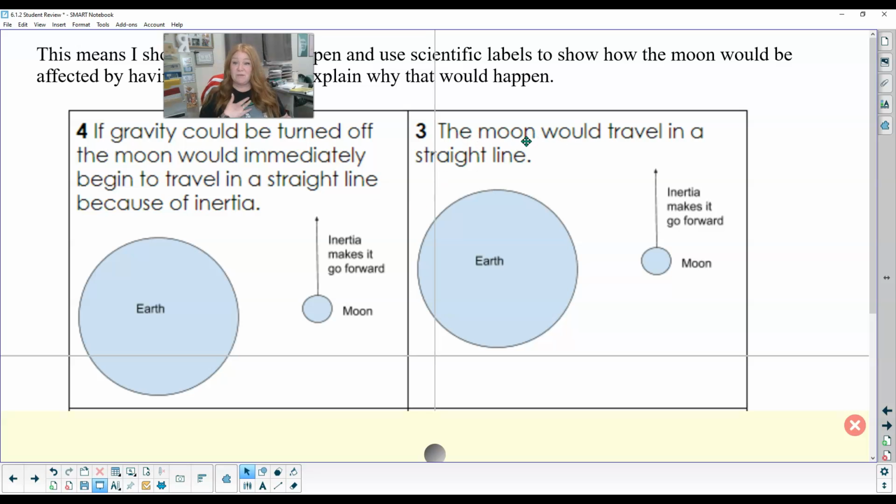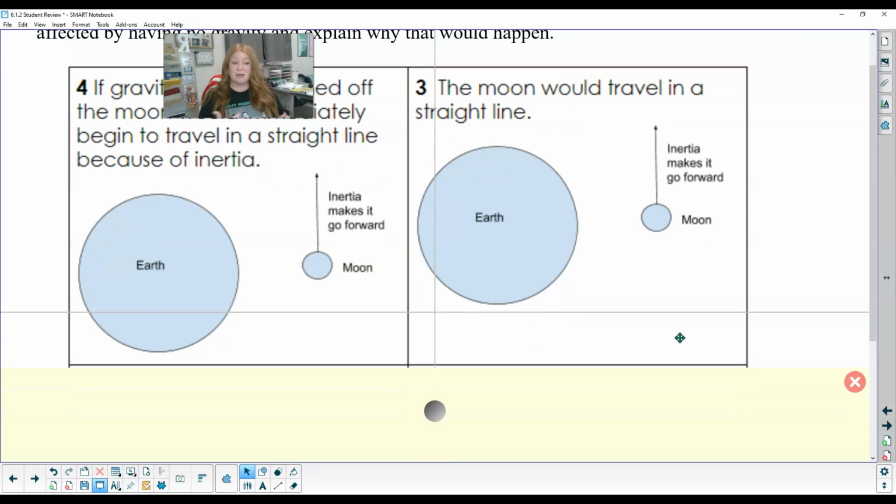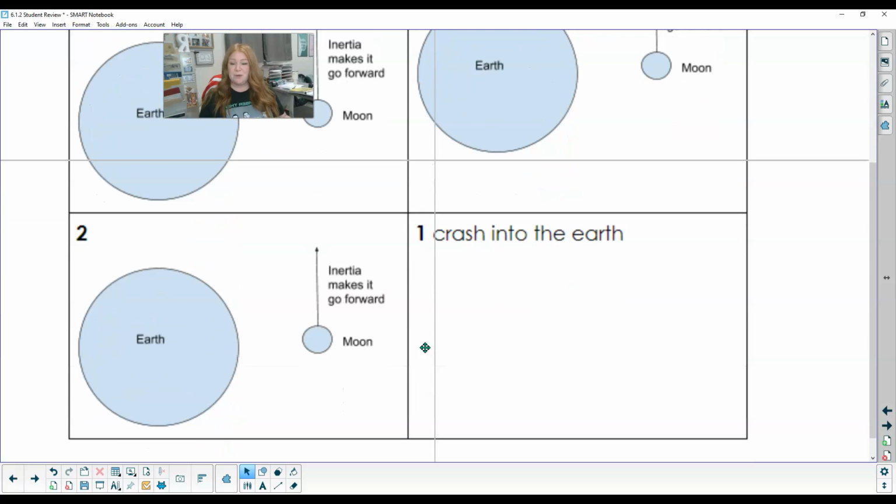That is true. I don't feel like that explained why. It just says what it would do. So my model looks great. My explanation could be a little bit better on the 3 there. So 2, my model looks good. Inertia makes it go forward, but it doesn't have that explanation there like it asked it to. And then a 1 has false information, crashing into the earth, something just not true. So, or just, swinging in or nothing happens.